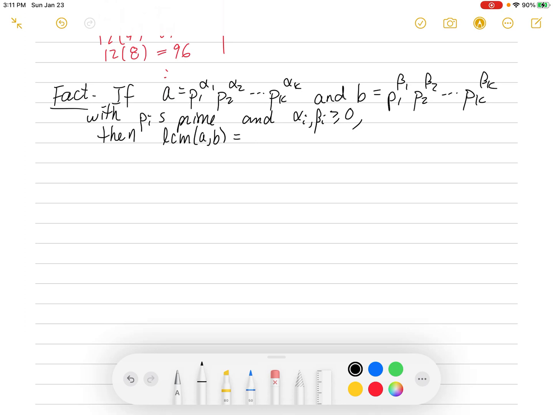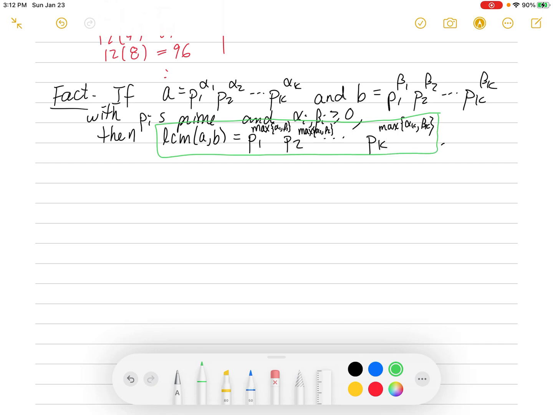the LCM of both a and b, you're going to write out your common primes, p1, p2, and so forth, multiply together pk, and we're going to look at the maximum of their powers. So we're going to look at the maximum of alpha 1, beta 1, and then for p2, the power is going to be the maximum of alpha 2, beta 2, and you keep that procedure going up until you get to the last prime, and your power is going to be the maximum of alpha k or beta k. And that's it.